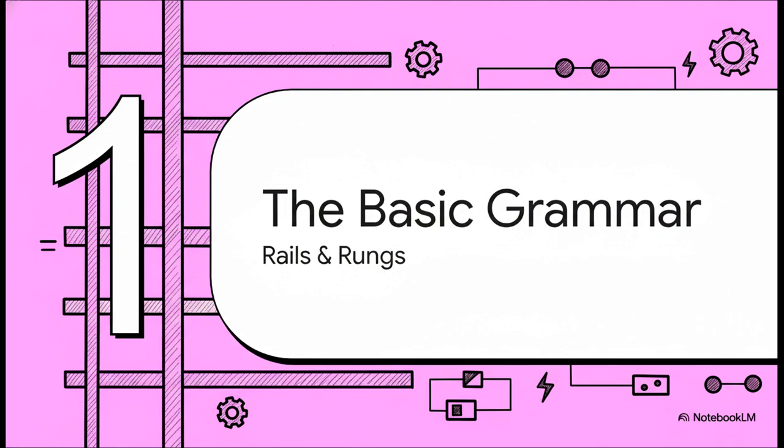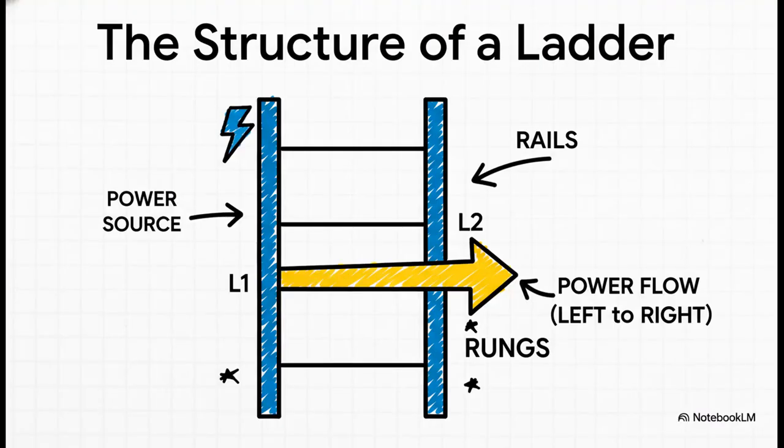Like any language, you have to start with the basics, the grammar. And in ladder logic, that means understanding the page it's written on, the rails and the rungs. It's called ladder logic because, well, it literally looks like a ladder. You've got two vertical rails, L1 and L2. These are the sides of the ladder, and they supply the power to the whole thing. Then you have the horizontal rungs, the steps. Each rung is one single instruction for the machine. And just like reading a book, power always flows from left to right, from rail L1 through the instruction on the rung over to rail L2.